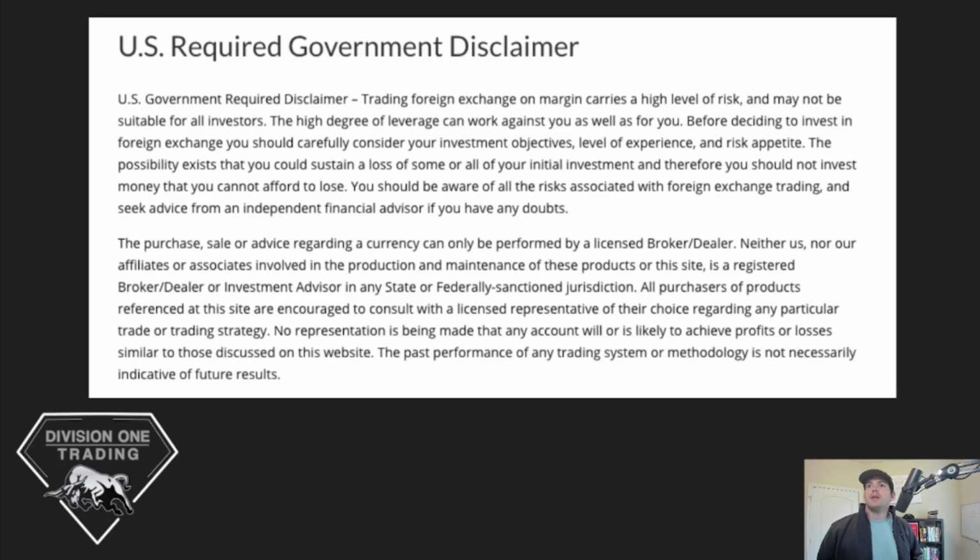So the U.S. required government disclaimer: trading foreign exchange on margin carries a high level of risk and may not be suitable for all investors. The high degree of leverage can work against you as well as for you. Before deciding to invest in foreign exchange, you should carefully consider your investment objectives, level of experience, and risk appetite. The possibility exists that you could sustain a loss of some or all of your initial investment, and therefore you should not invest money that you cannot afford to lose. You should be aware of all the risks associated with forex trading and seek advice from an independent financial advisor if you have any doubts.